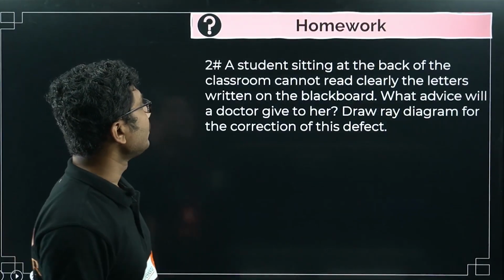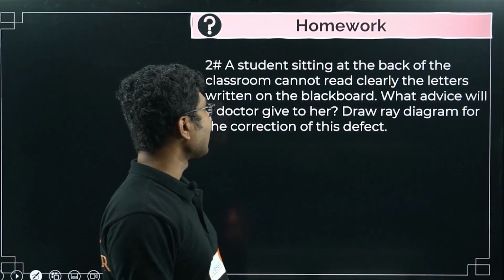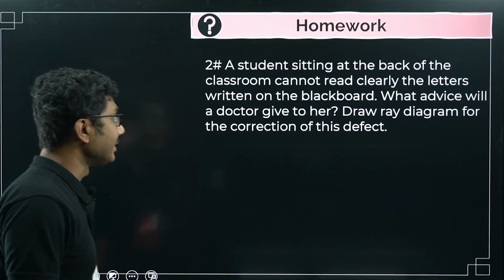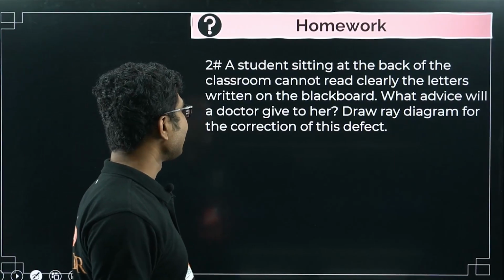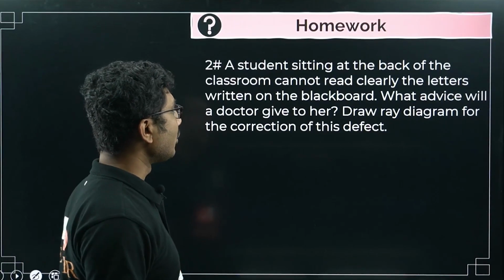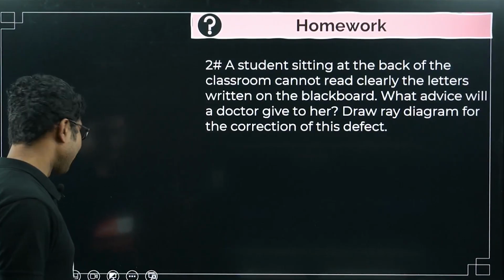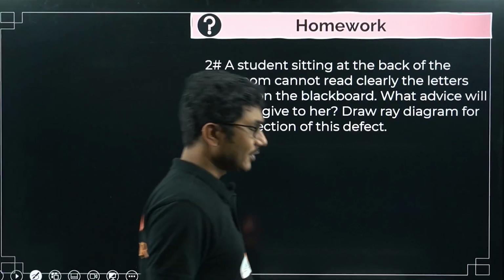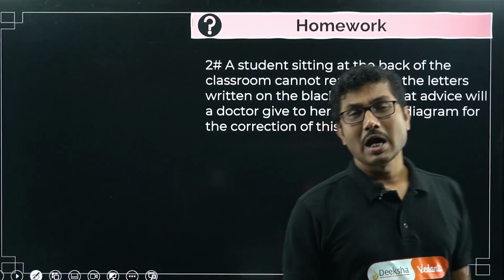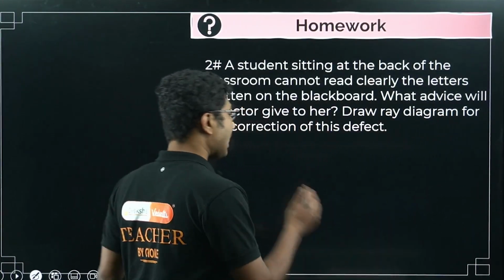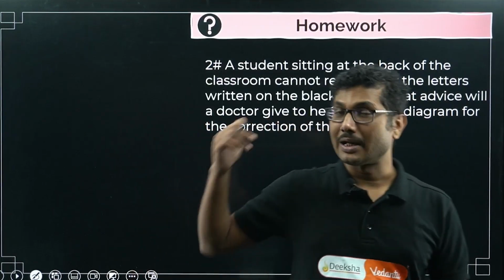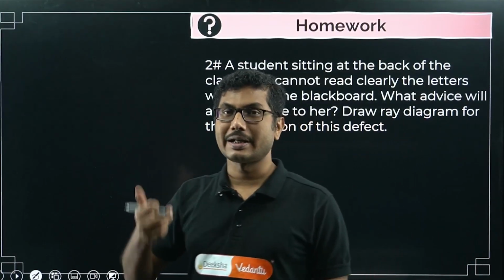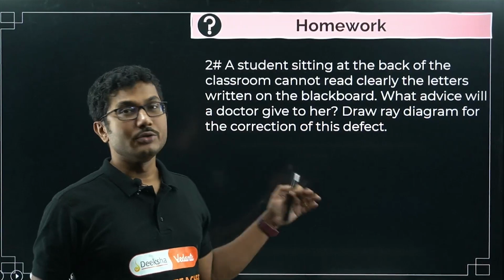Next question: a student sitting at the back of the classroom cannot read clearly the letters written on the blackboard. What advice will a doctor give to her? Draw a ray diagram for the correction of this defect. So the ray diagram I have already shown you. Okay, the first part of the question is, it is myopia, and for a myopic eye, I have shown you the ray diagram. You have to draw that ray diagram.